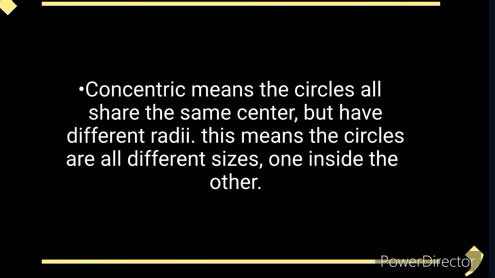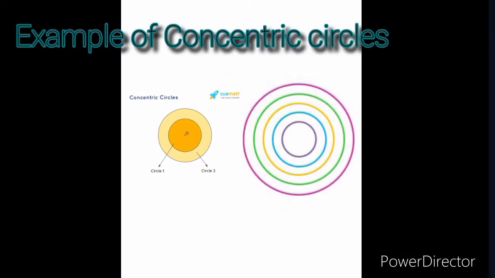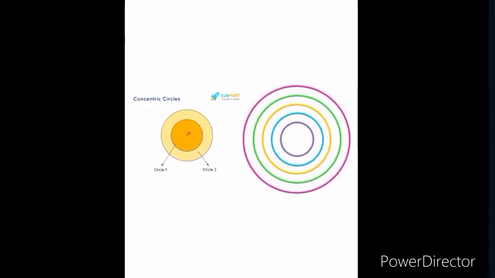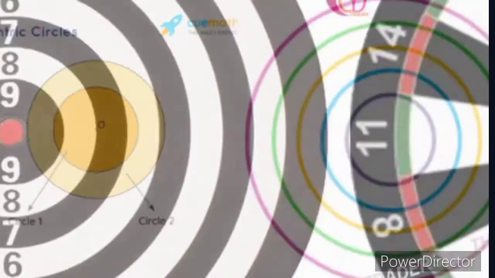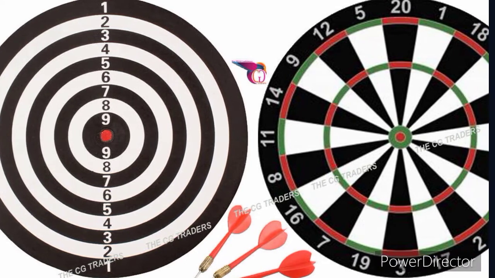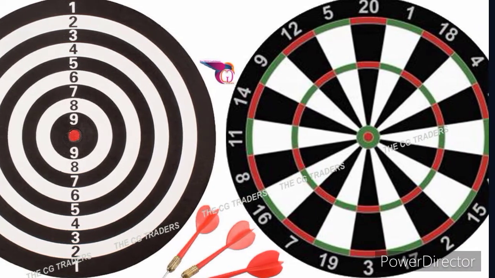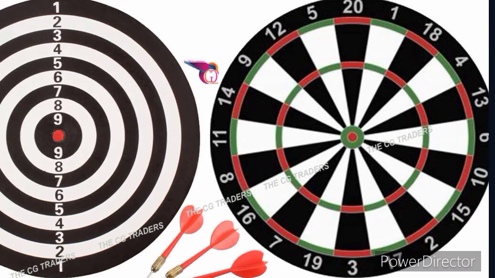Concentric means the circles all share the same center but have different radii. This means the circles are all different sizes, one inside the other. So here is a concentric circle example. It has two concentric circles joined by spokes. Many of us have played darts. A dartboard also has concentric circles. The circles in the dartboard are drawn around a common center, that is the bullseye.